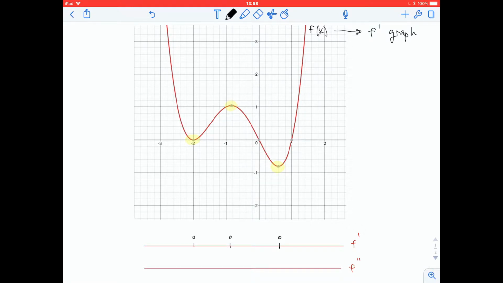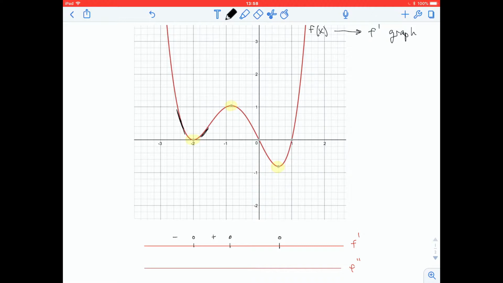We can also look at the graph of f of x to identify the sign of the derivative on each side of these critical points. Let's start with x equals -2. To the left side, the derivative is negative, and to the right side, the derivative is positive. We can get that just from drawing a little tangent line and figuring out what the sign of the slope is.